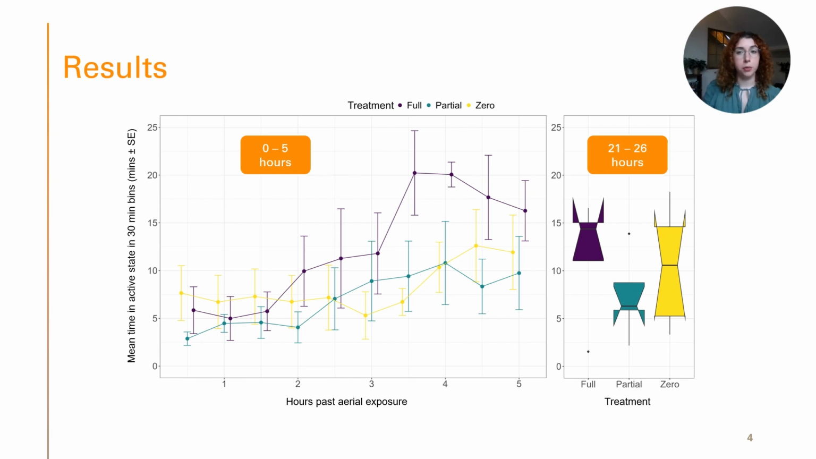In this box plot with 95% confidence interval notches around the medians, the x-axis shows different treatment groups, while the y-axis mirrors the y-axis on the time series plot. The data shows the distribution of times in the active state for the fish in each group, from 21 to 26 hours post-exposure. These figures show that fish treated with full irrigation were generally more active and returned to higher levels of activity more quickly than other treatment groups.